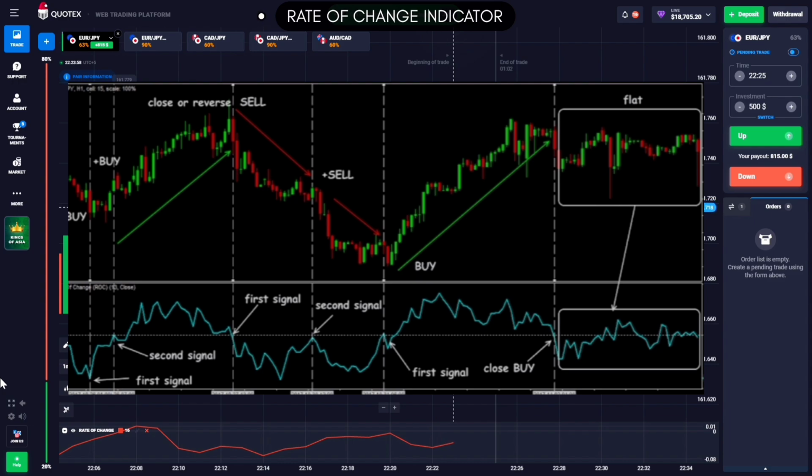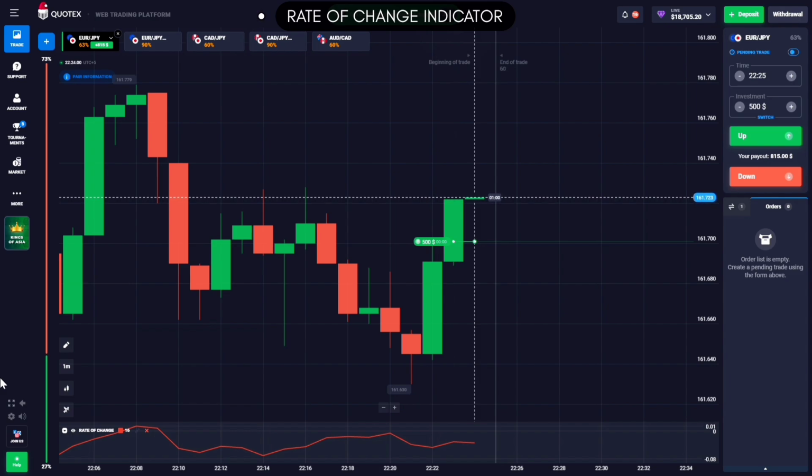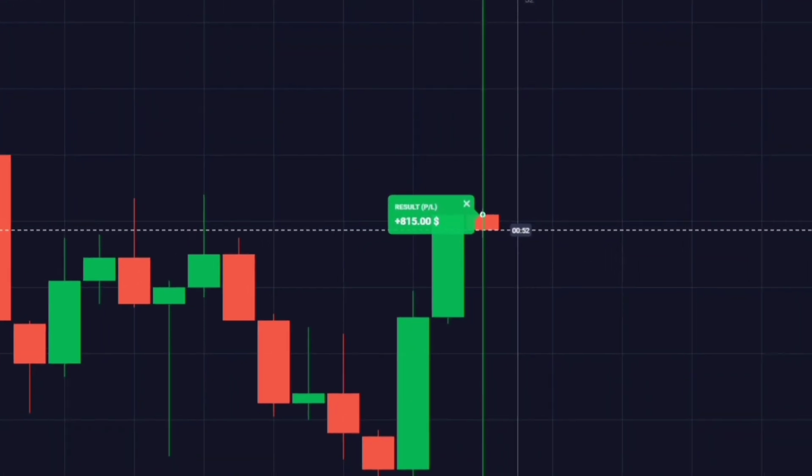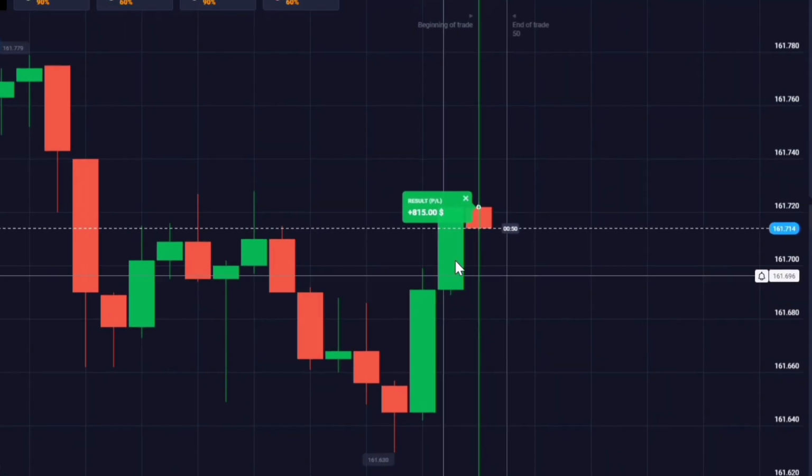Divergence trading. Look for price and ROC divergences to spot trend reversals. Combination with moving averages. Use ROC crossover signals with moving averages for additional confirmation of trends.